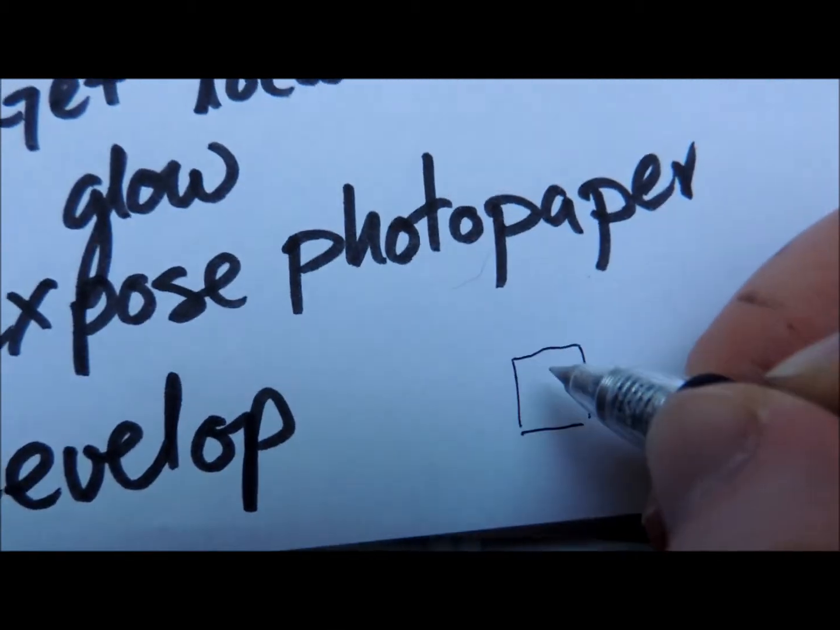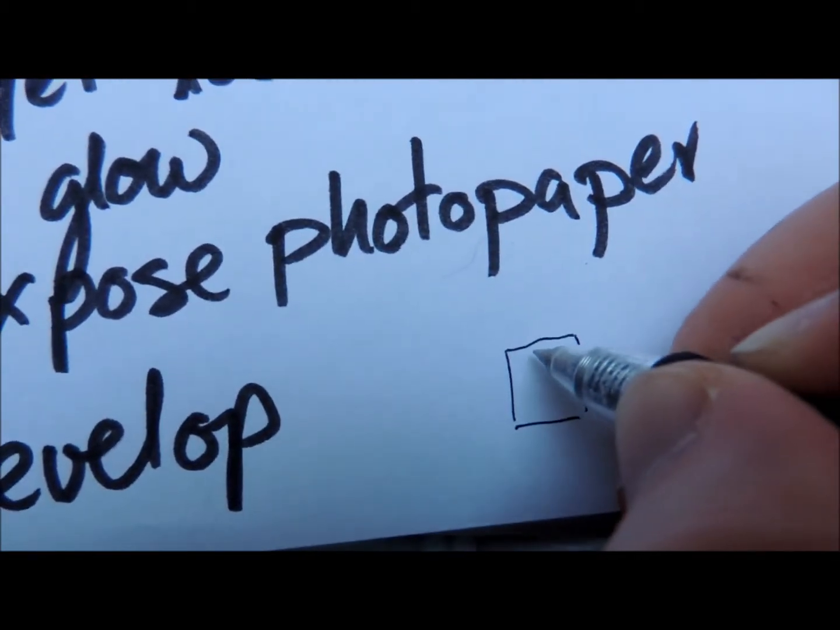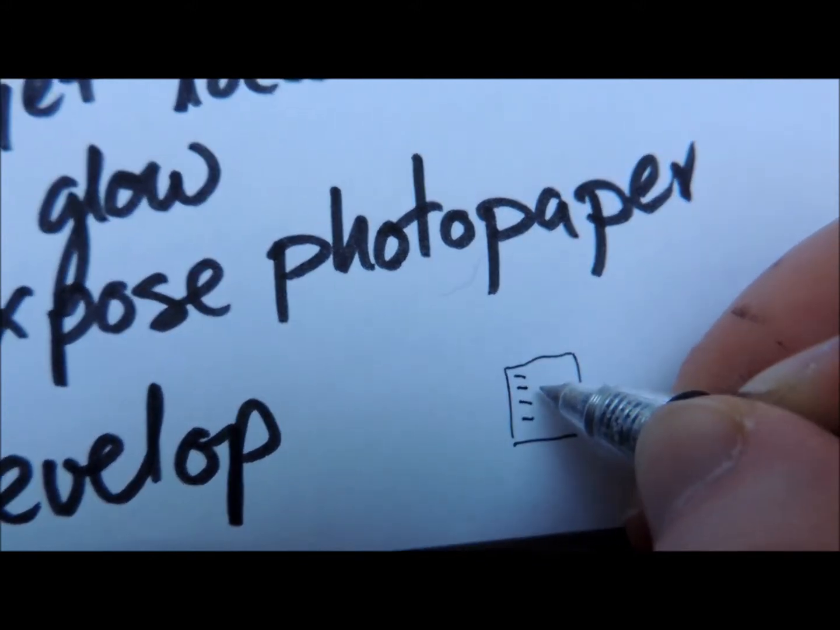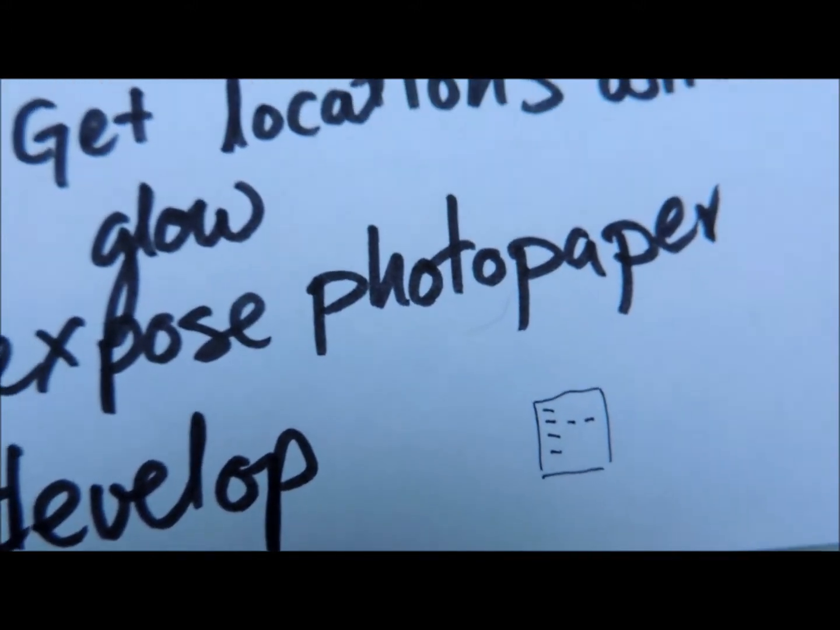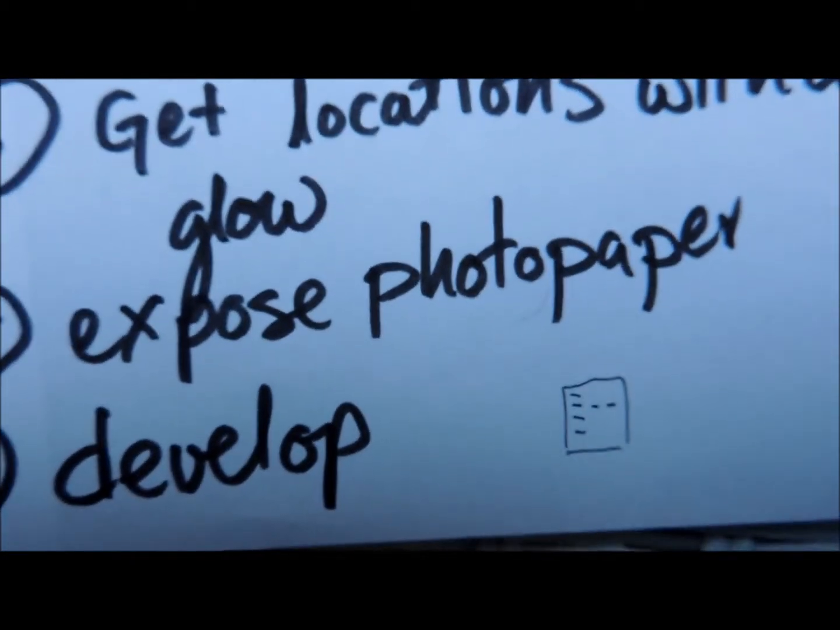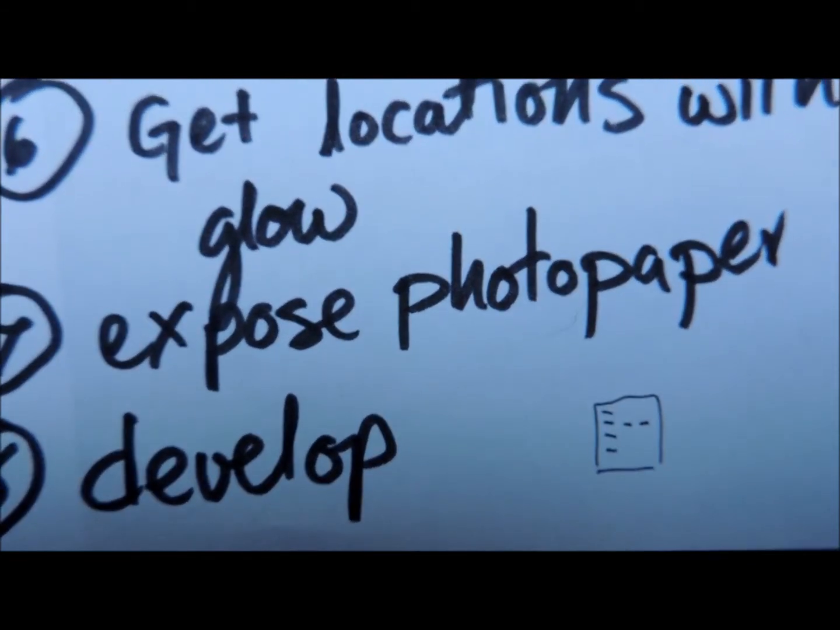You're going to have the piece of the photo paper that was exposed to the membrane showing dark bands wherever the glowing protein was located. And it'll glow more intensely if you have more protein there. So it'll help you compare a few different samples.